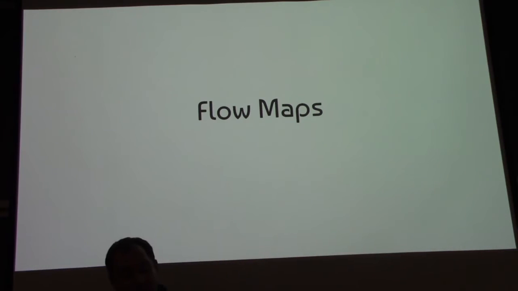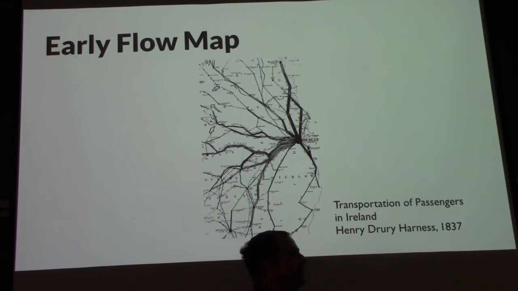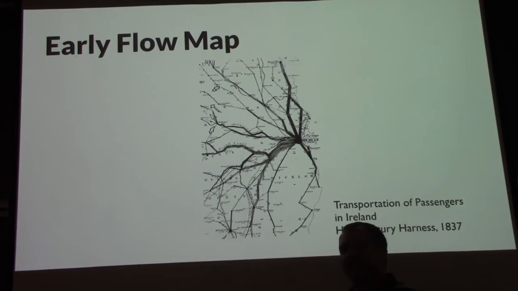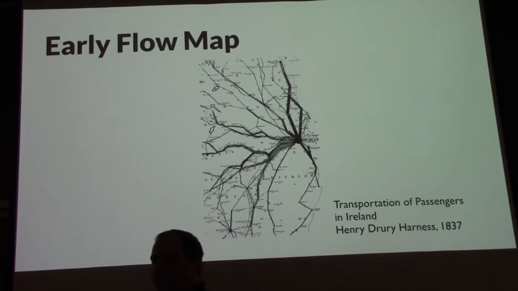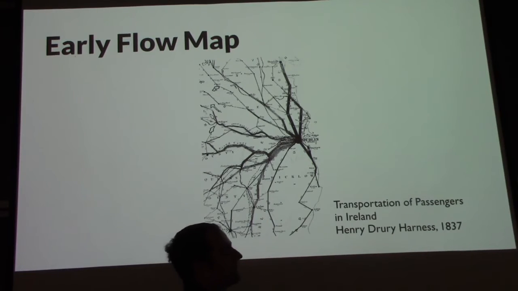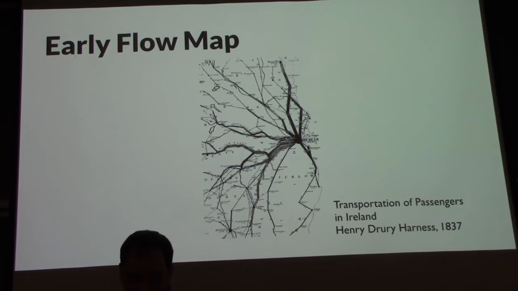Okay, so next I wanted to talk about flow maps. In high school you have probably had these big rollout maps where your geography teacher has shown you how people have migrated and so on. And this is what we're talking about when we talk about flow maps: some flow between geospatial locations. So this here is an early flow map, the transportation of passengers in Ireland.